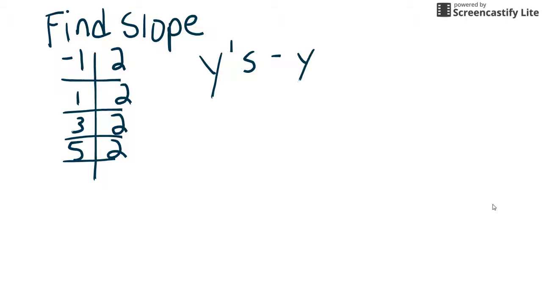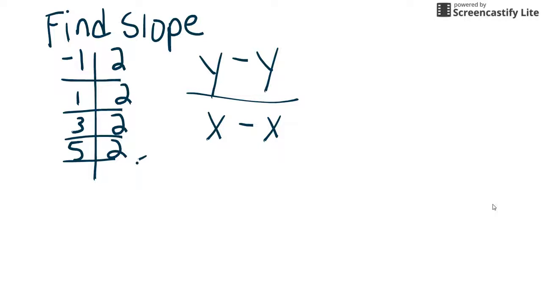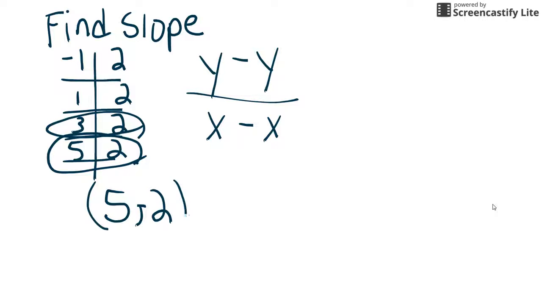So again, let's find the slope again. So again, we're going to do y's minus the y, and then x minus x. And it doesn't matter what you choose. So I'm going to choose positive numbers because I'd rather subtract positives. So I'm going to do 5, 2, and 3, 2.